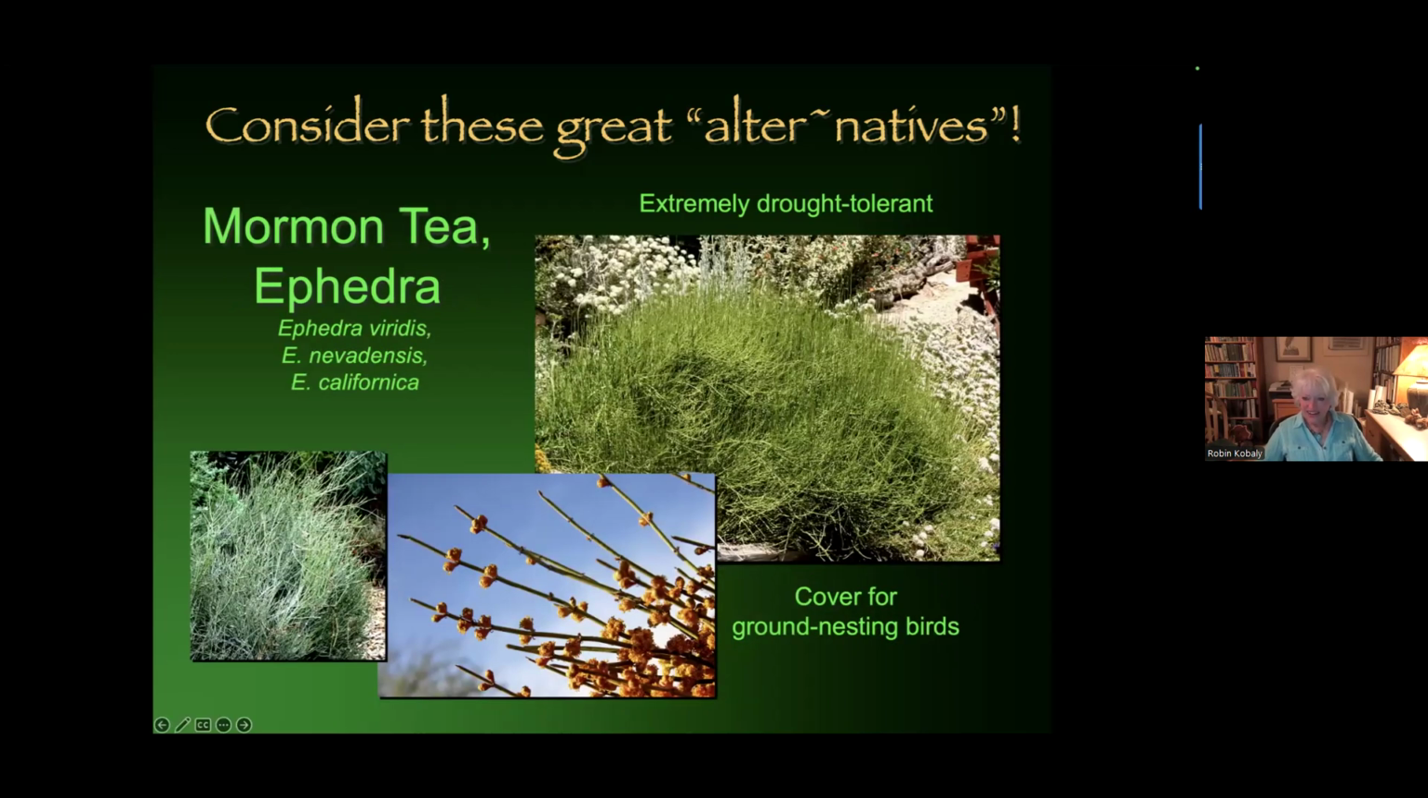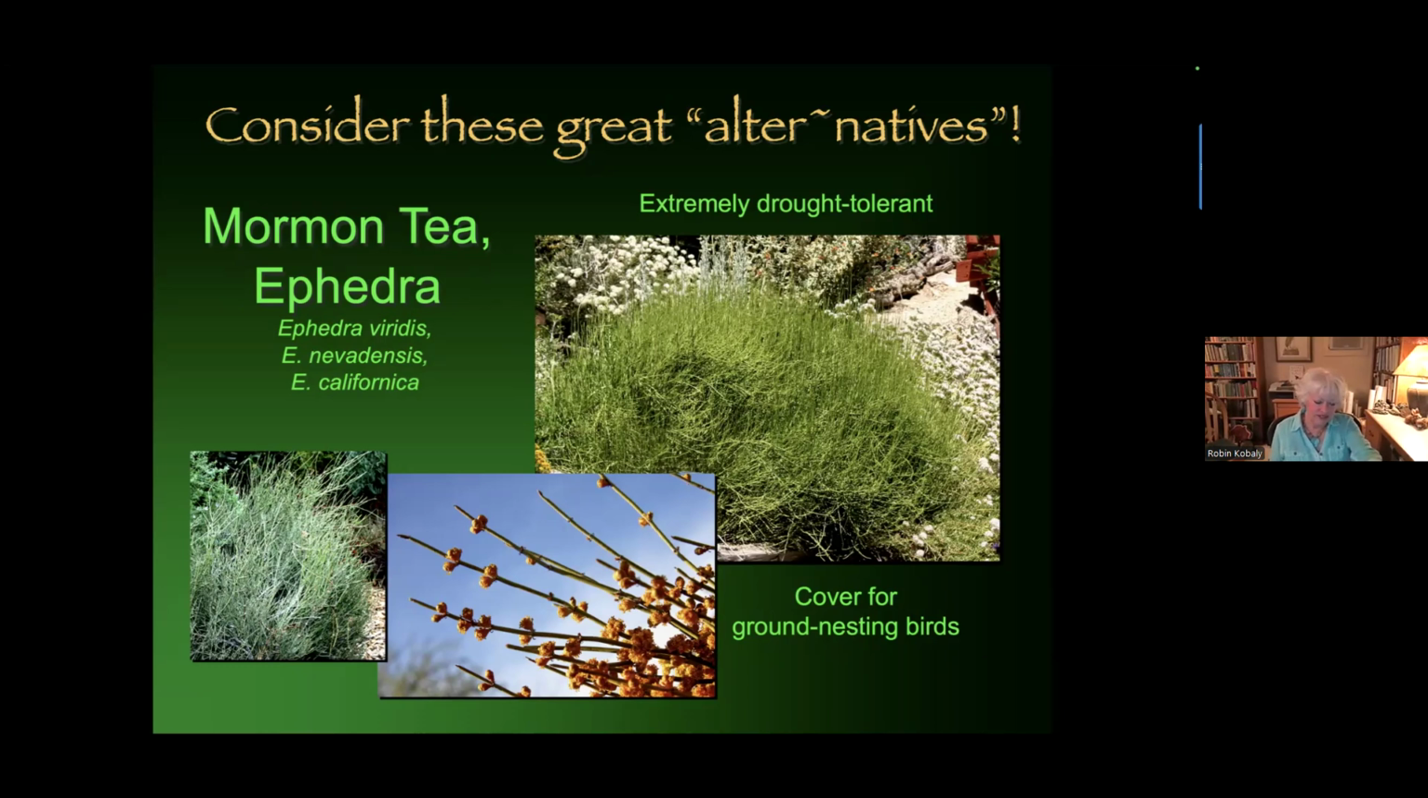So another great alternative is Mormon tea or ephedra. And there are 3 varieties that are native right around where you are. The mountain variety is Ephedra viridis, which means green, and that's the one pictured here on the right hand side. That's farther up the mountains, but it's grown here in our yard. We're at 2,600 feet elevation, and it does great here. I'm not sure how well it would do in a really low desert, but you guys are high desert like us here.